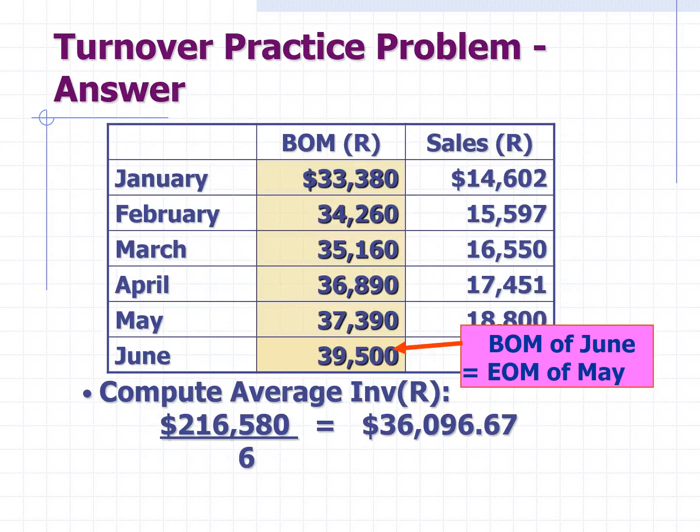Okay, let's work on the problem together now. We first wanted to calculate the average inventory, and we add up all the BOMs of the 5 months in the period, plus the EOM of May, which is the same as the BOM of June, so we end up adding up all 6-month BOMs, and you divide that by 6, and that gave us the average inventory of $36,096.67.